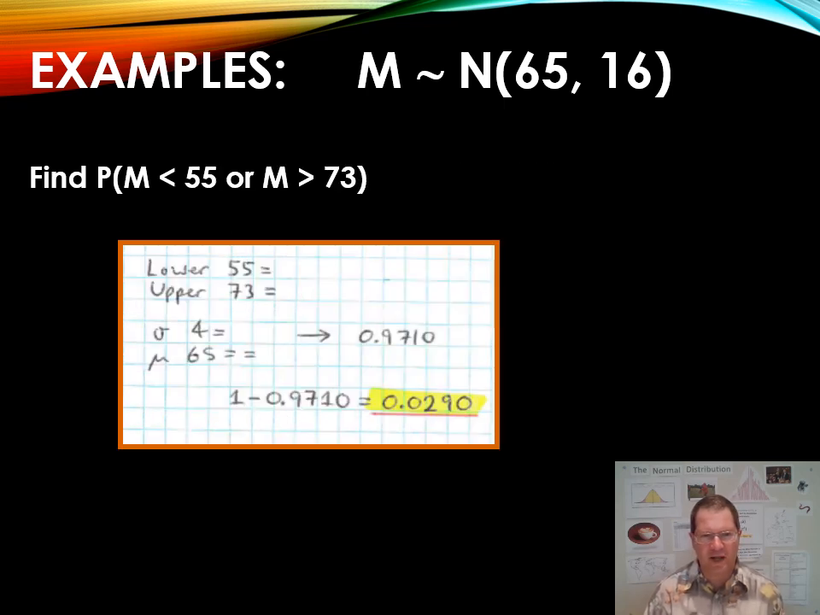We want the probability that m is less than 55 or m is greater than 73. You might think instantly, I'll just do it twice, for less than 55 and for greater than 73, which is fine. But an alternative would be to work out the probability of being between 55 and 73, using the lower as 55 and the upper as 73, which is 0.9710. Then if we subtract that from 1, we'll get whatever's left, which is 0.0290.